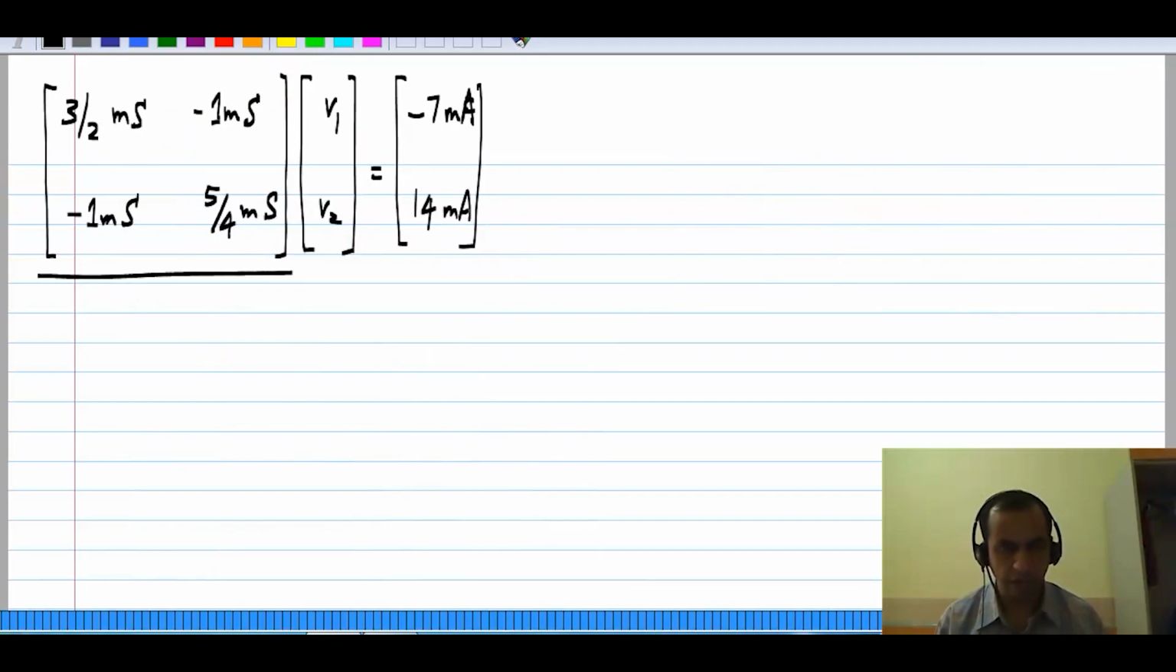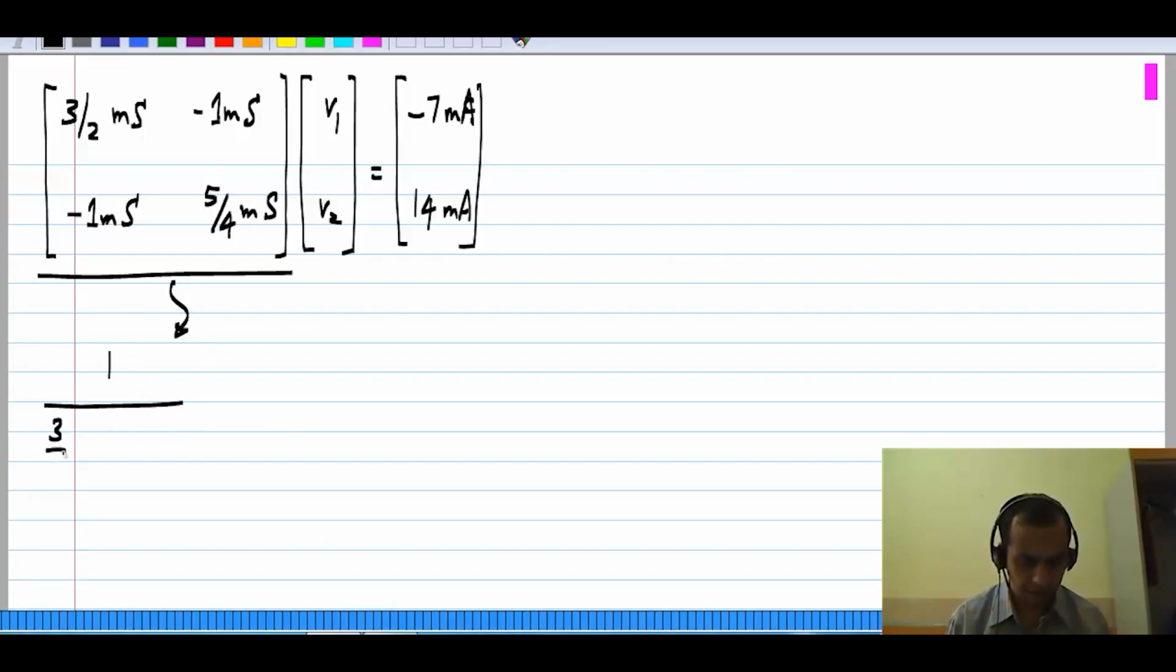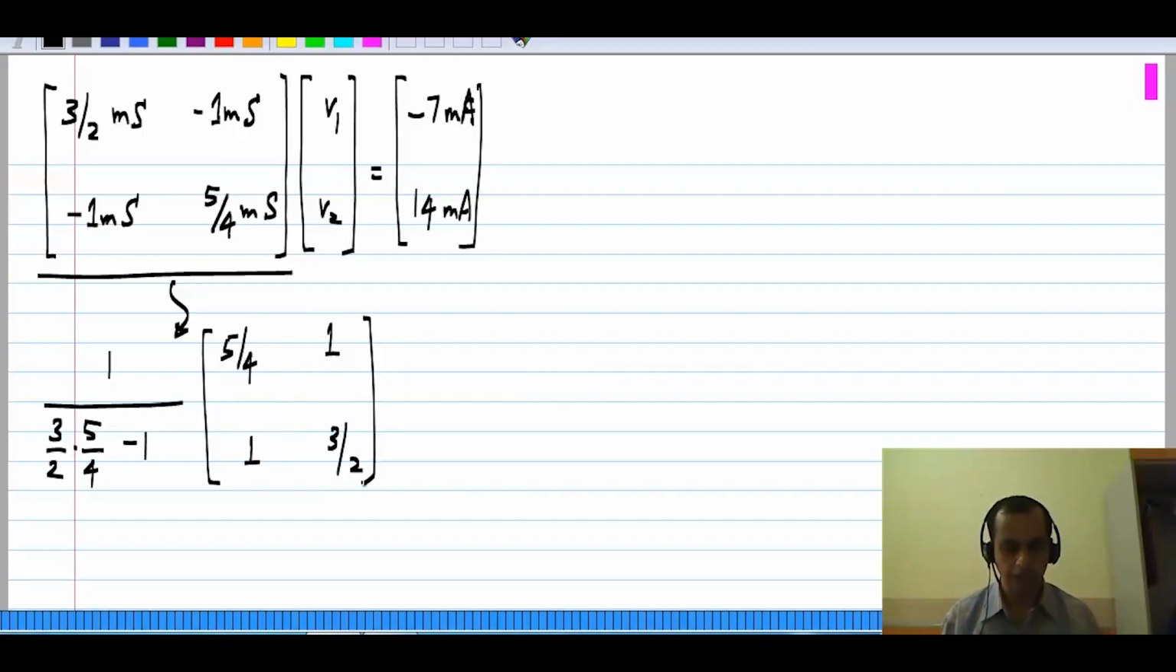Okay, so now I have to invert this, and that's quite easy. I'm assuming you know how to do this. In another lesson, I'll discuss matrix inversion briefly, but for now, I'll assume you know how to do this. So the inverse of this will be 1 over the determinant of this matrix, and for inverting a 2 by 2 matrix, we do this. Okay. And the unit of this, of course, will be kilo ohms.